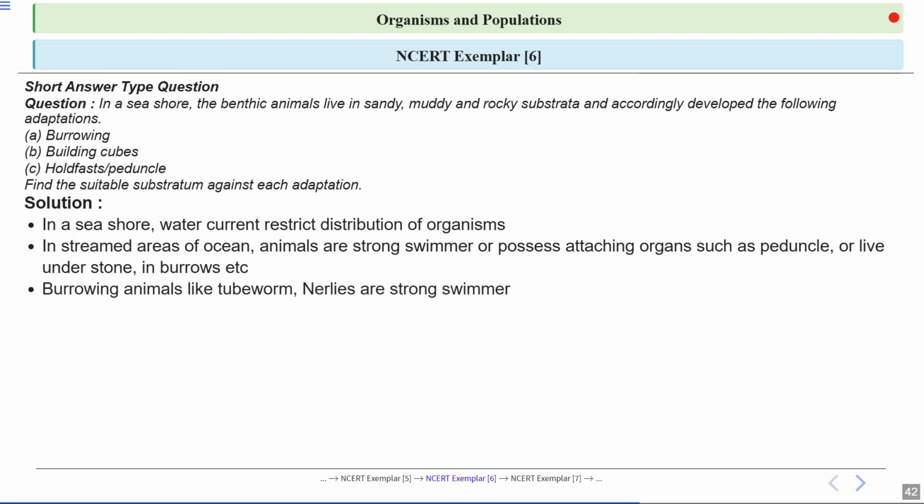Now let's talk about the burrowing animals. So examples are like tube worms and nereis. These are burrowing animals. They are not just good at digging but can also swim as well. Now this combination helps them survive both in the sand and when they need to move quickly.